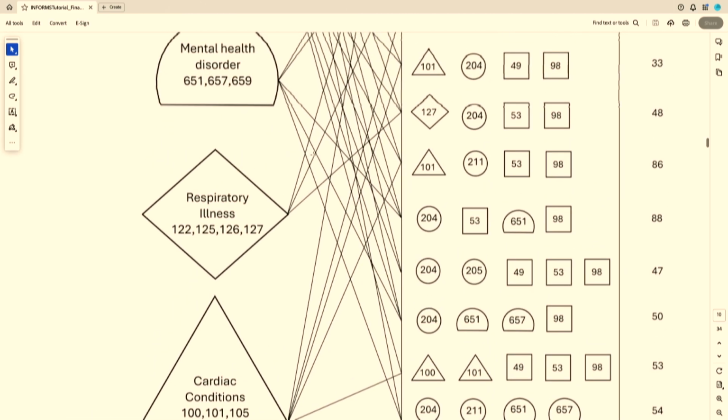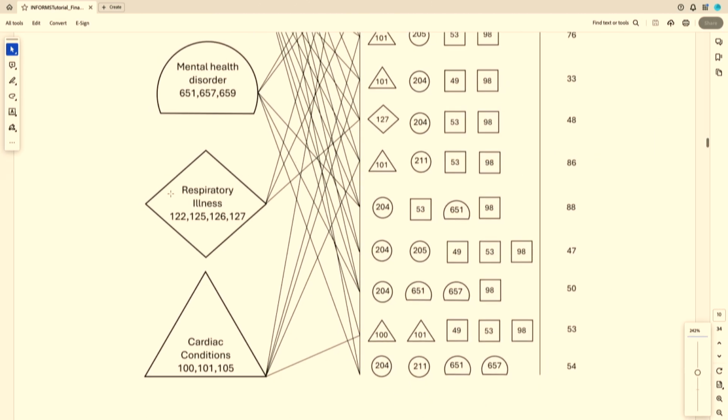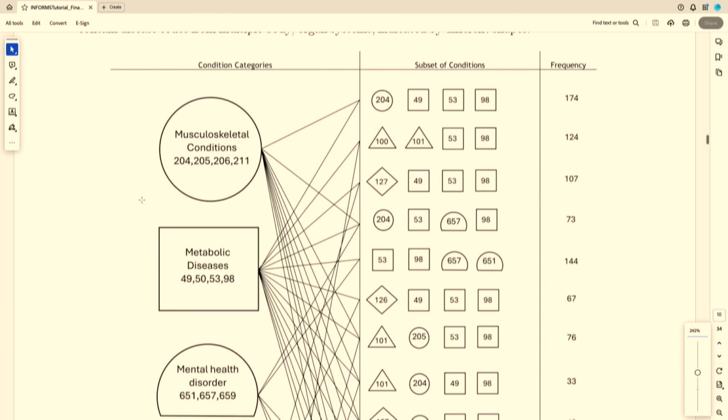We found that all of these subsets of 4 or 5 have support higher than the minimum of 10. We said that 10 was our minimum cutoff. What is interesting is that these larger groupings of conditions are often mixing together in these chronic condition combinations.